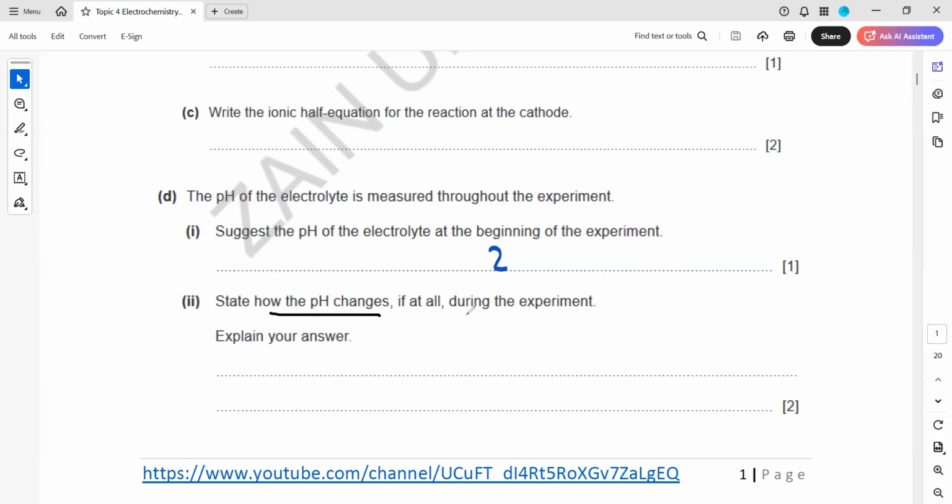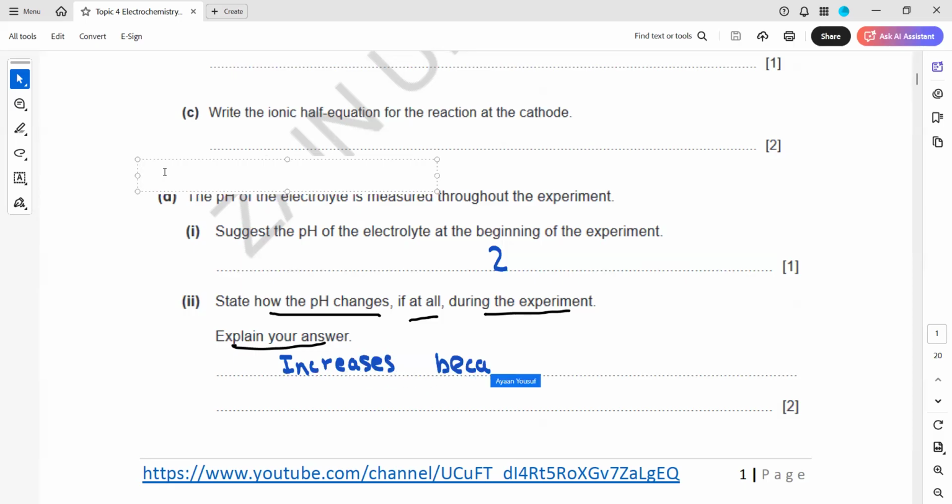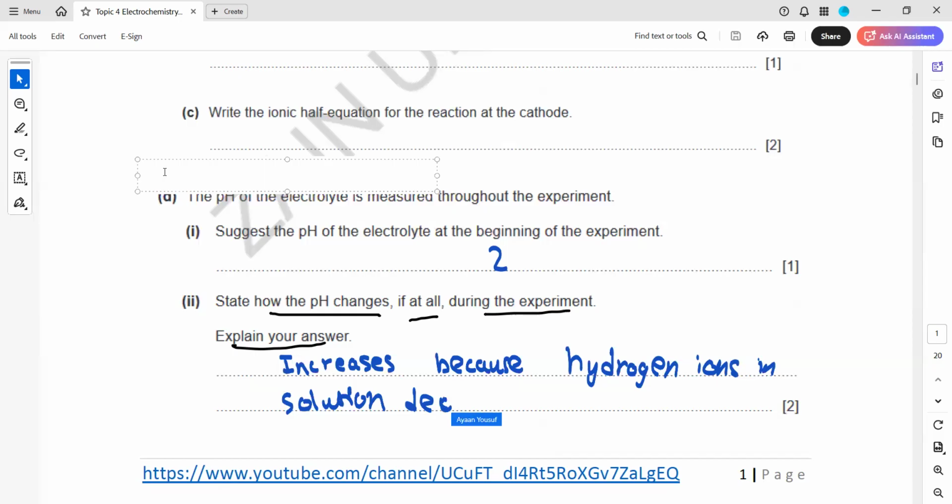Then state how the pH changes, if at all, during the experiment and explain your answer. So what happened to the pH of the solution? The pH of the solution will increase. And why does the pH of the solution increase? Because the amount of hydrogen ions in the electrolyte decreases. Is it clear? Part D1 and 2? Yes, sir.